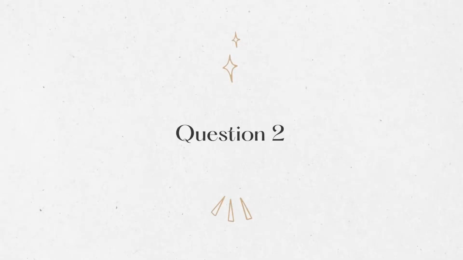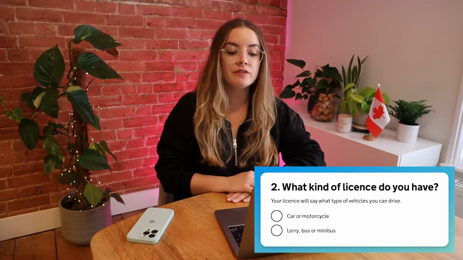Question 2, your license will say what type of vehicles you can drive. So looking at your home country driver's license, most likely you're going to select car or motorcycle.